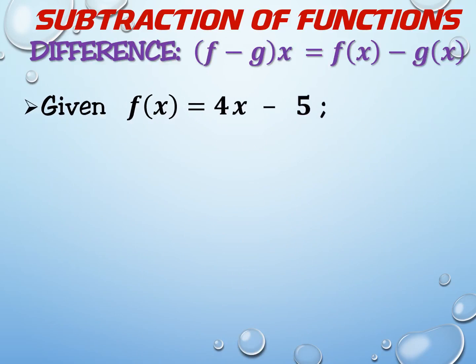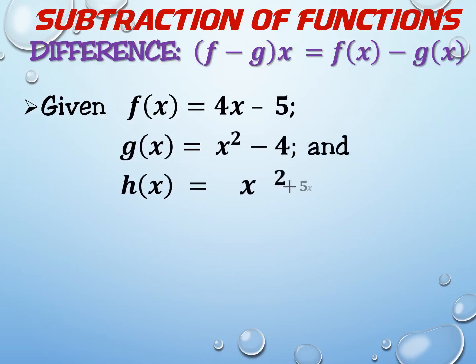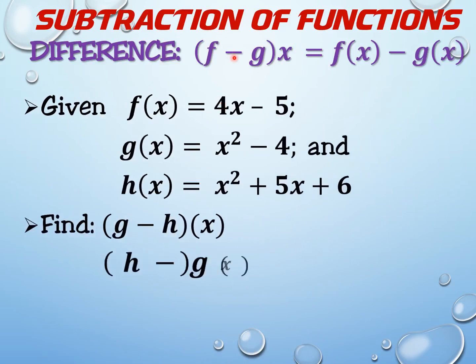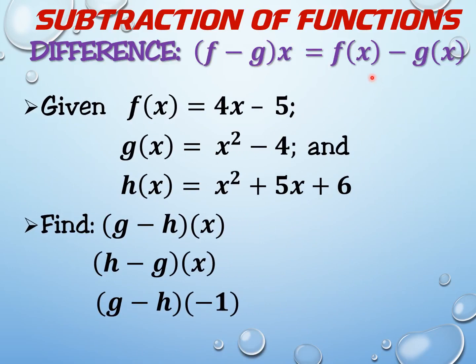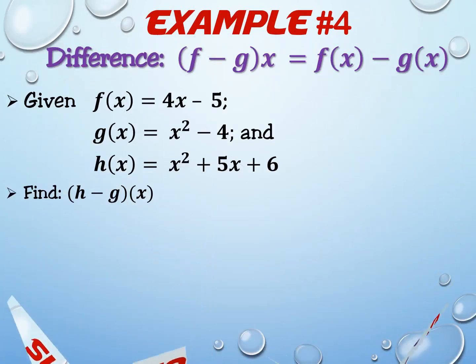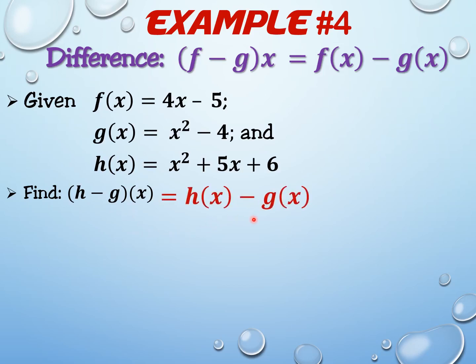Okay, this time let's have subtraction of functions. So the difference will be f minus g of x is equal to f of x minus g of x. So we have the same given, but this time you are asked to find g minus h of x, h minus g of x, and g minus h of negative 1. Okay, so these are the given. Let us do first h minus g of x. So again, this is equal to h of x minus g of x.